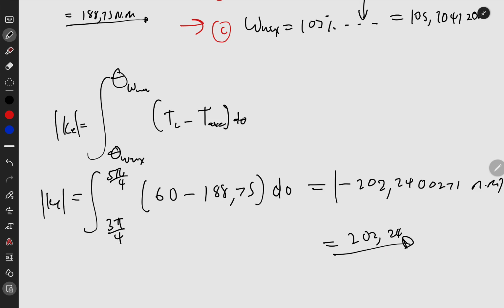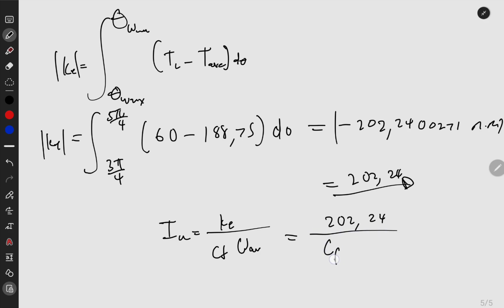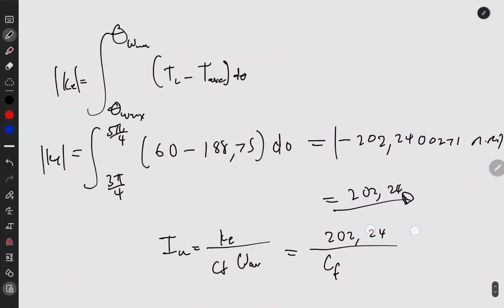Okay, cool. So we know that after this answer, we also have another formula that has moment of inertia. It's going to be Ke all over Cf, times omega average squared, of which I think we're given that one. Cool. So we know this is 202.24. We don't know Cf. Okay, we know omega average is this one, 102.62, 102.6204, doesn't really matter. And then we want this.